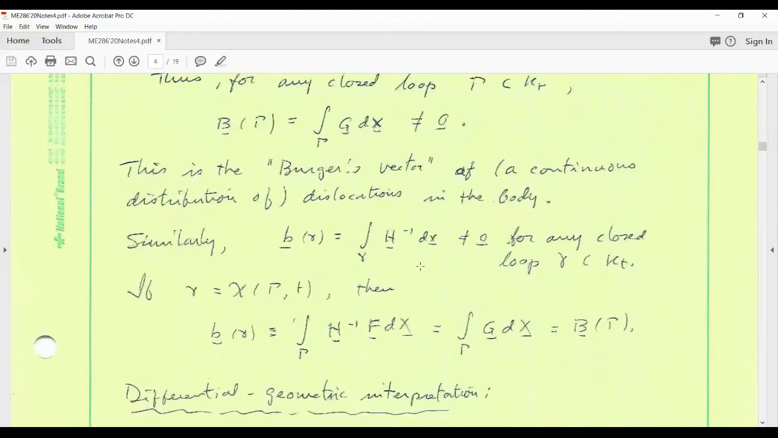Then, we can change the variable by noting that d small x is F d capital X, and that change of variable means now we're integrating over capital gamma, the closed loop in the reference configuration, and we carry this H inverse F. This product is nothing but G, the plastic deformation, and this loop integral is just the capital B. So essentially, these are both the same Burgers vector, right?